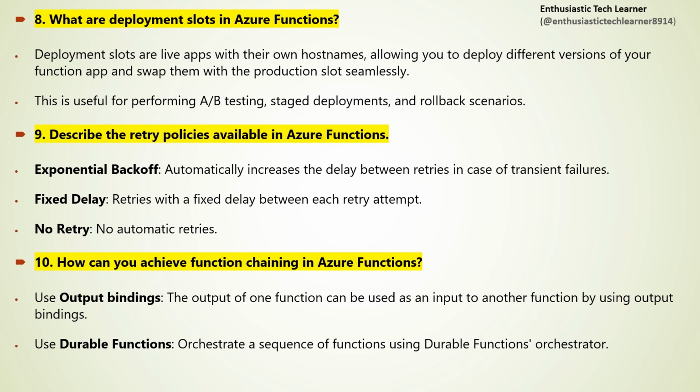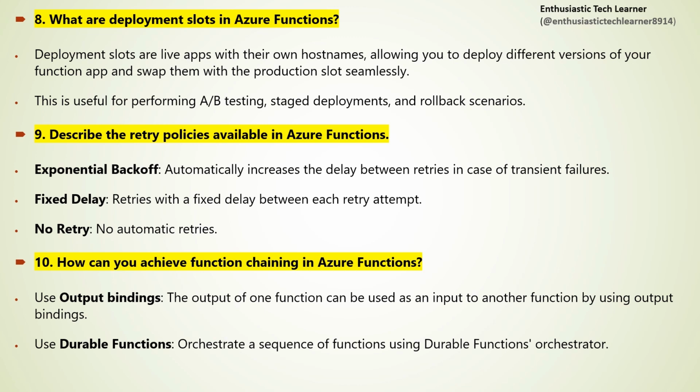Describe the retry policies available in Azure Functions. Exponential backoff automatically increases the delay between retries in case of transient failures. Fixed delay: retries with a fixed delay between each retry attempt. No retry: no automatic retries.